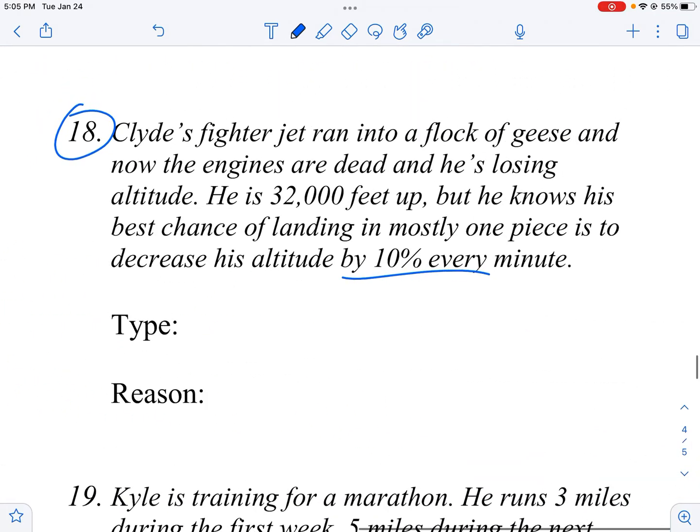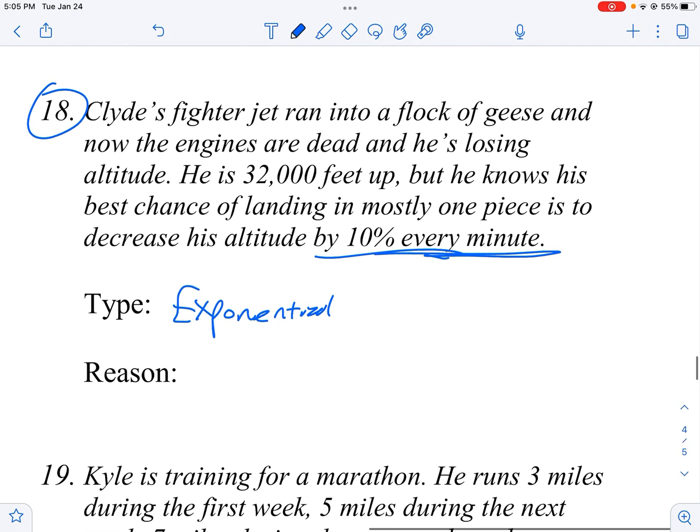Well, let's go over to 18. This one, again, we're losing a portion every minute. So that makes this exponential. And if you lose 10%, think about what percent is still there. You take 100% and you minus your 10%. You still have 90% of the altitude left. And that means you're going to have exponential change there. And that's actually going to be our growth factor, but we have to write it as a decimal.